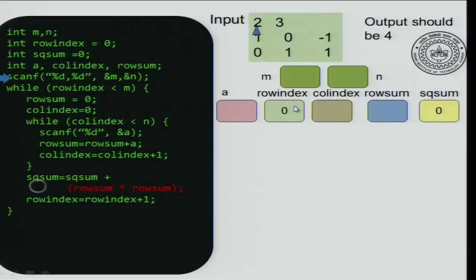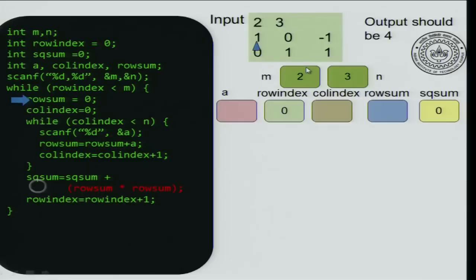Okay. You start with row index equal to 0, column index equal to 0. And you scan m and n. So you already know the size of the matrix when you scan m and n. So m becomes 2 and n becomes 3. Now row index is 0, which is less than 2. So you start the loop which reads the row 0. Okay. So notice the arrow here. You are starting to read this particular row, the first row, which is row 0.